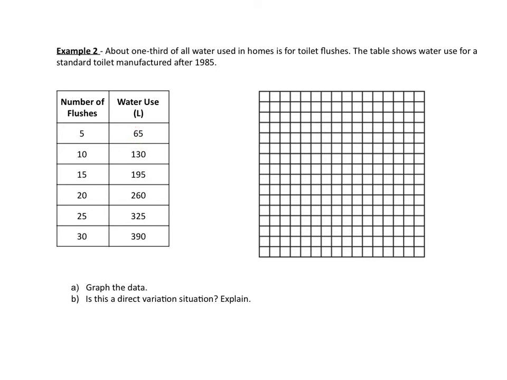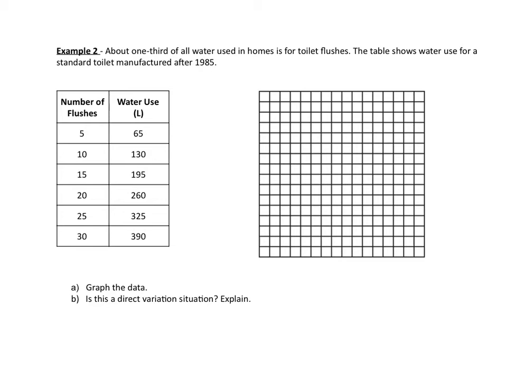So the number of flushes is the independent variable, and that is going to be plotted along the x-axis. And water usage in liters is the dependent variable, and that will be plotted along the y-axis. So for the number of flushes, because I can see very clearly in the table of values that the data is skip counting or increasing by 5s, I'm obviously going to make my scale count by 5s.